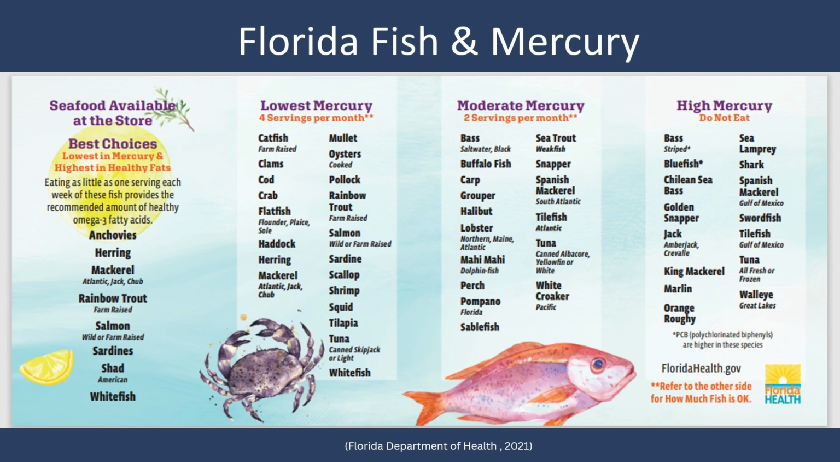And high mercury levels that are not recommended are striped bass, bluefish, Chilean sea bass, golden snapper, jack, king mackerel, marlin, orange roughy, sea lamprey, shark, Spanish mackerel, swordfish, tilefish from Gulf of Mexico, tuna, and walleye. So you'll notice that some of these are listed for moderate and high mercury, but they're found in different regions. So it's always a good idea to check which region your particular fish that you're purchasing come from if you do eat fish.